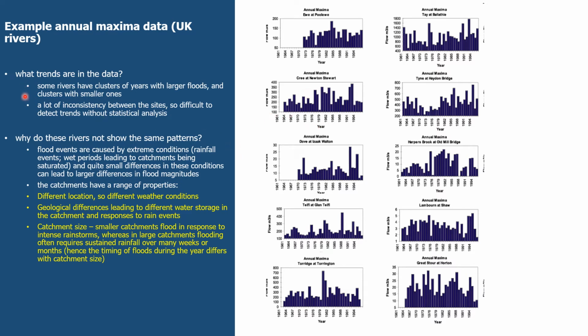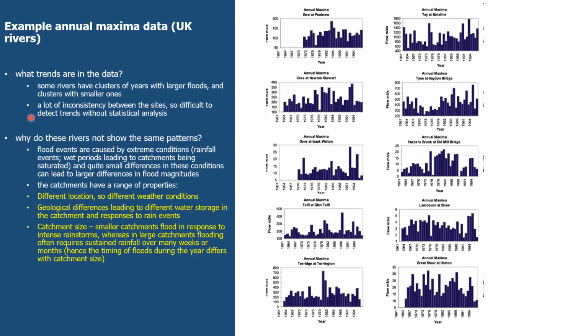So what trends are there in the data? Well, some rivers do have clusters of years with larger floods and clusters with smaller ones. We can see in this example here, we've got periods where there don't seem to be such big floods, but then we get a little group of a couple of years there with higher floods. We get a group here of 3 years with higher floods, a group here of 5 years, separated by periods without such high floods. So there's some degree of grouping in the flood events, but there is a lot of inconsistency between the sites. So we can't really detect many trends in these data without doing further statistical analysis.